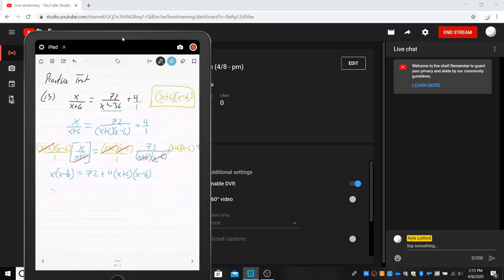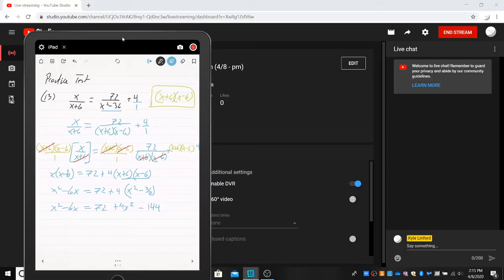When I distribute the x through, I get an x squared minus 6x, equaling 72 plus 4 times, well, when I multiply these binomials together, it's x squared minus 36. So let's see what else we have here. x squared minus 6x, and then we have a 72 plus a 4x squared minus 4 times 36, which is 144. So we can combine some like terms here.